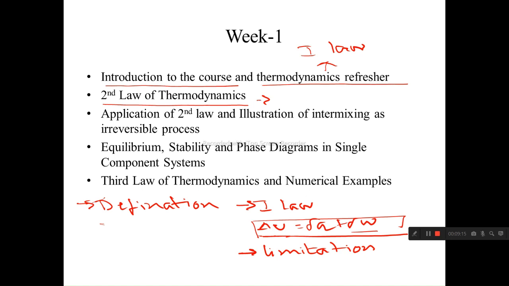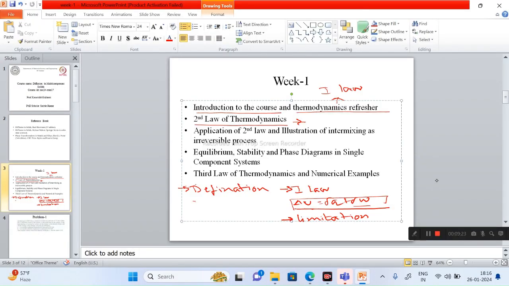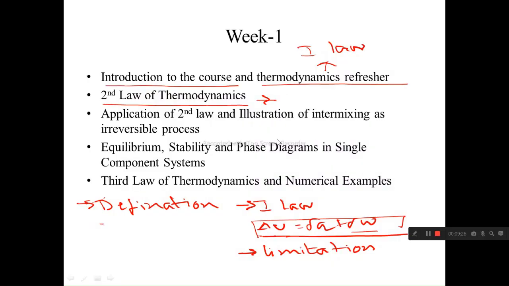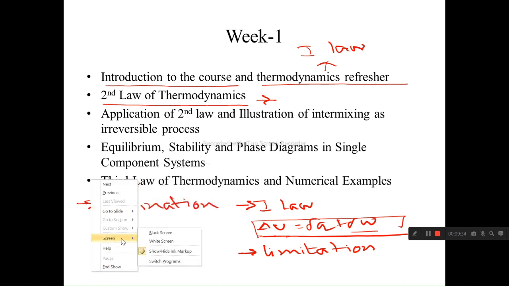The second law of thermodynamics says something about the efficiency, that is, the work done to the heat supplied. The statement is as follows: it is impossible to construct a cyclic device which converts all the heat into work.